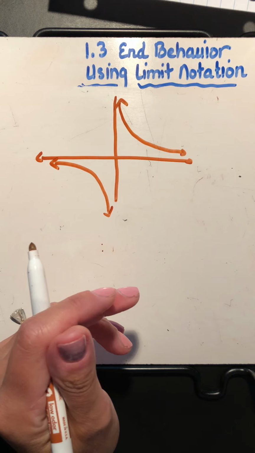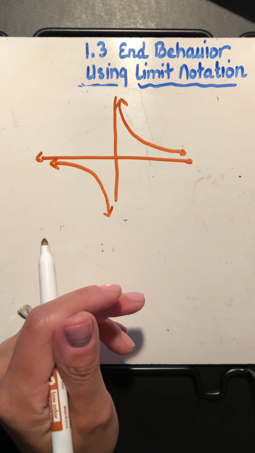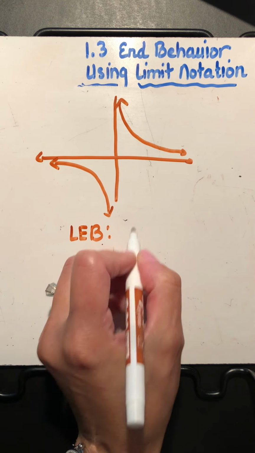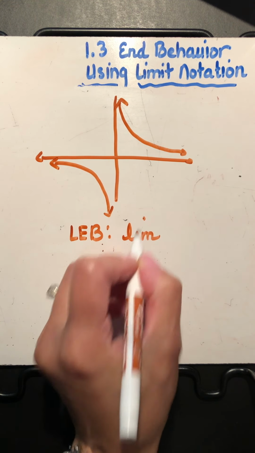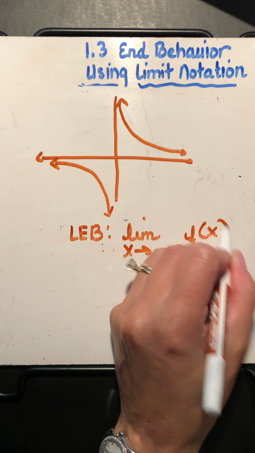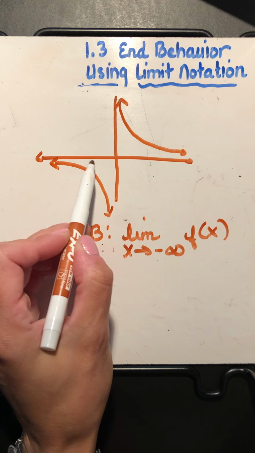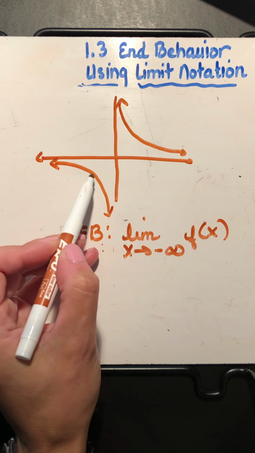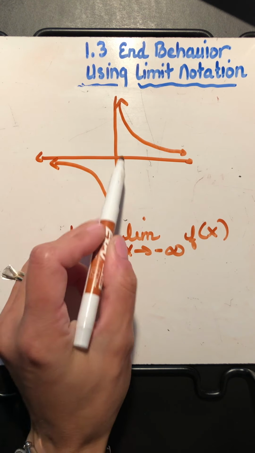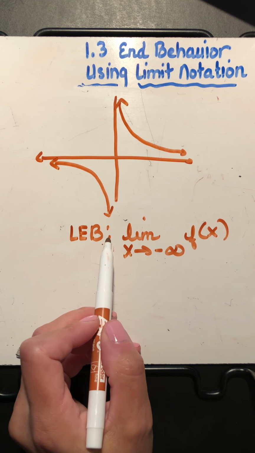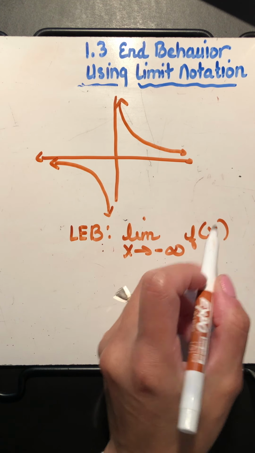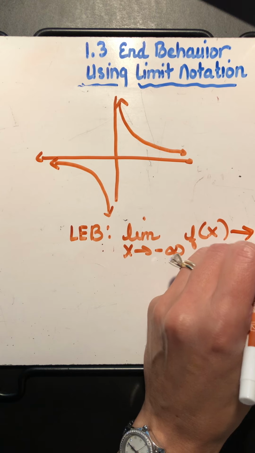And let's talk about, does it have left end behavior? Okay, so let's talk about that. I'm going to see if I can take the limit as x approaches negative infinity. What does f of x do, right? What does y do? Well, as I approach negative infinity, doesn't it look like the function is approaching but never touching 0, where y equals 0? So here the left end behavior is the limit as x approaches negative infinity of f of x approaches 0.